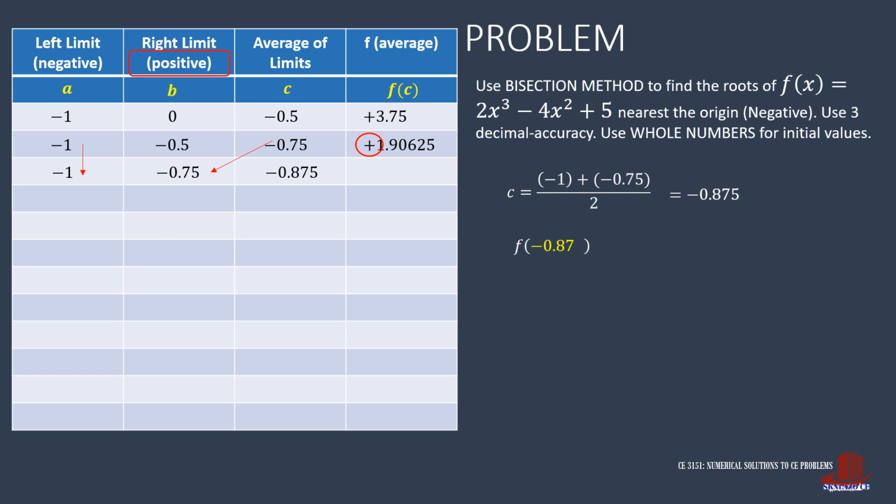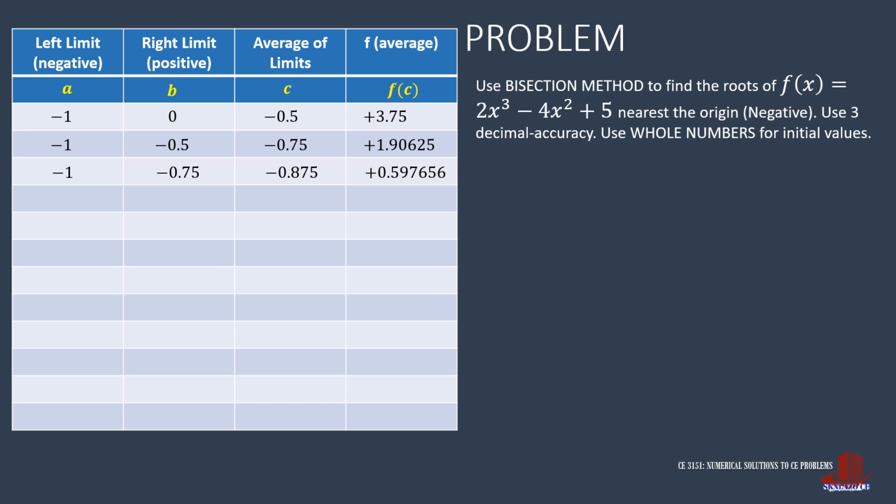0.875. Use this value in the function, and have twice of negative 0.875 cubed minus 4 times of negative 0.875 squared plus 5. This gives f of c as 0.597656, and it is positive. Now before we fill out the rest of the table, take note that from the column of left limit to average of limits, all figures are x values. The last column, labeled as f of c, is a y value.